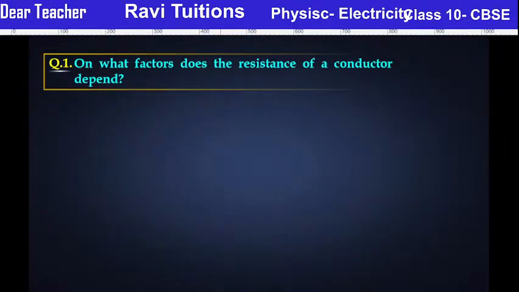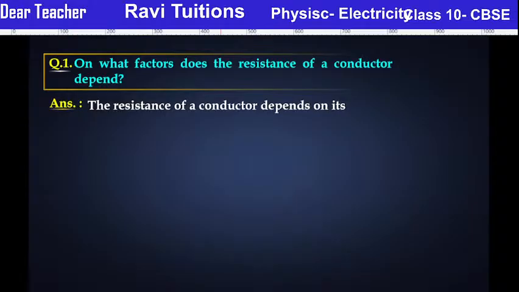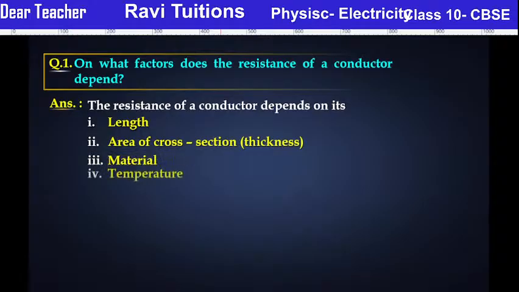So let us have some quiz. What factors does the resistance of a conductor depend on? If you know the answer, please put it in the comment box. What factors does the resistance of a conductor depend on? Length, area of cross section, the material, and the temperature. Any one of these.